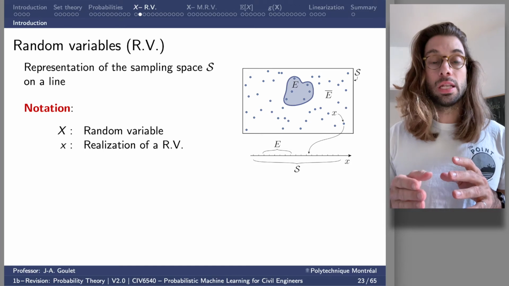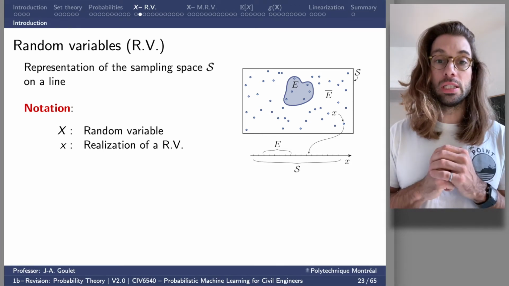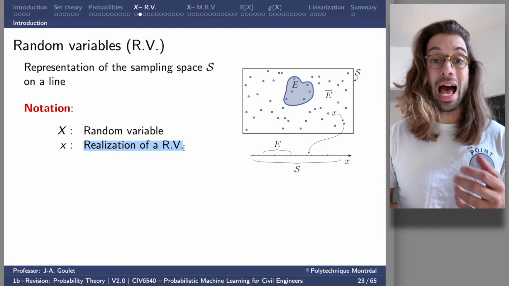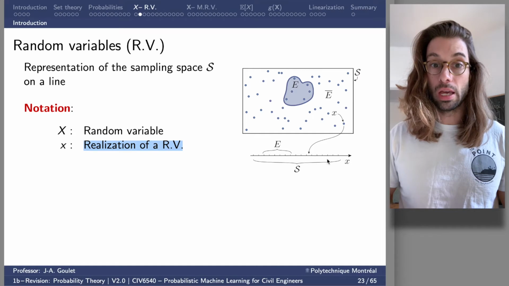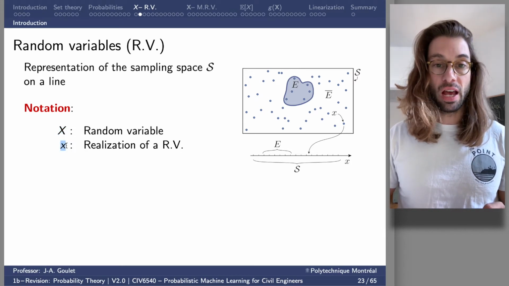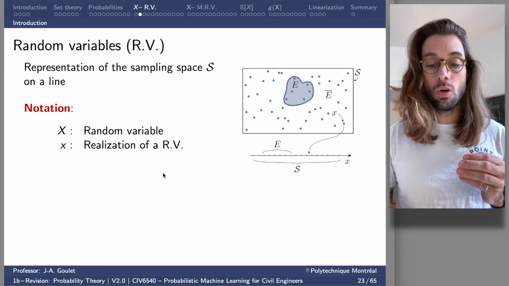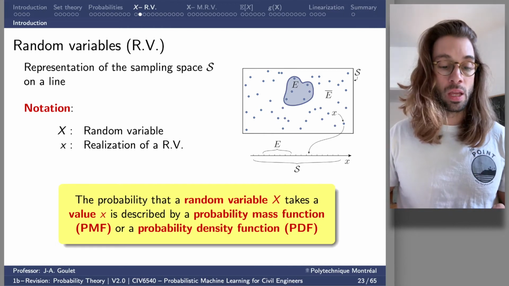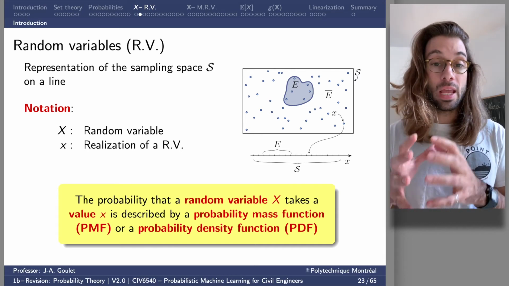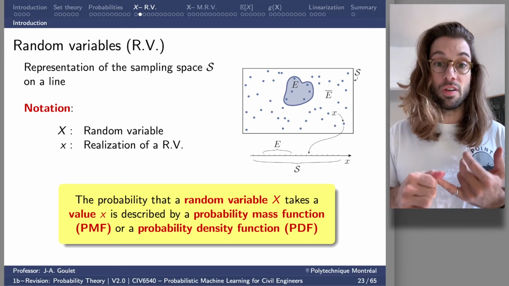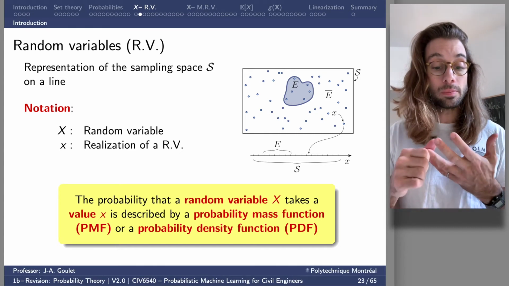So for a random variable, we need to distinguish between the outcome and the random variable itself. For instance, if I say that lowercase x is a realization of the random variable, so a possible outcome, then all these values are possible, okay? But uppercase X is the random variable. So lowercase x is a specific value, while uppercase X is no specific value. Uppercase, which describes the random variable, can be any value within the sampling space, okay? But all those values don't have equal probability. We're going to define that later on. So the probability that a random variable, capital X, takes a specific value described by lowercase x is described in the case of a discrete space by a probability mass function, PMF, or in the case of a continuous domain by a probability density function.